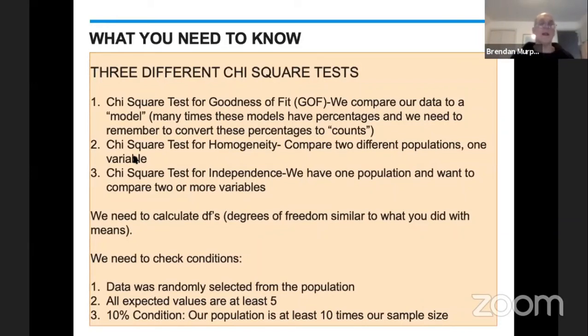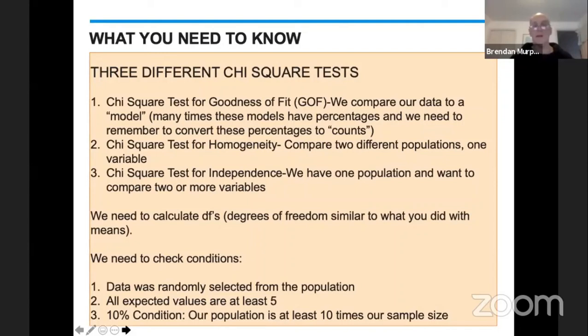So that's, I guess, perhaps the harder decision sometimes for my students: is it a chi-squared test for homogeneity, Mr. Murphy, or is it a chi-squared test for independence? We need to calculate degrees of freedom. So we'll talk about that. We need to check conditions. I guess we just did that again. There's just those three conditions.